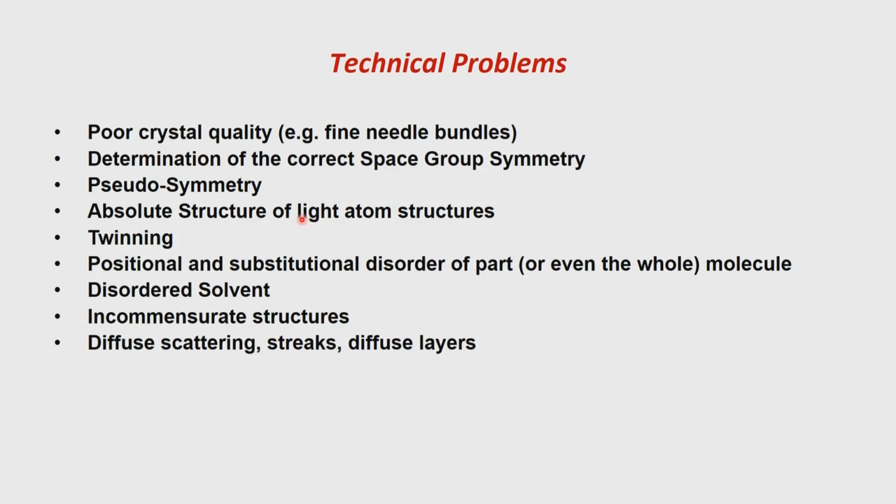Some of the problems which can be solved are, for example, we can solve the twinning problem, we can solve the incommensurate structure problem. The substitutional disorder, positional disorder part we can evaluate, but we cannot solve it. It can still be a part and parcel of the structure which has been determined. The disordered solvent, of course, will remain disordered, and so also the diffuse scattering streaks, diffuse layers and so on. So, these are all part and parcel of any experimental protocol, and experiments do have these kinds of difficulties.